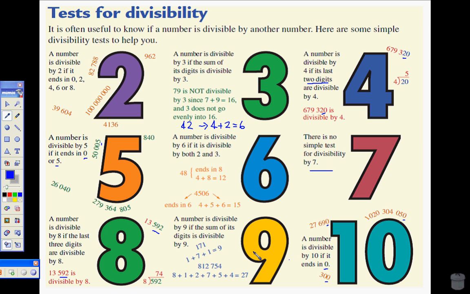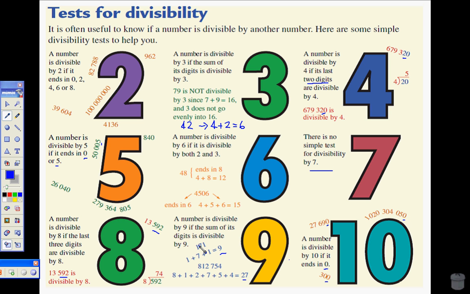Similarly, for divisibility by 9, we sum the digits. For 171, if we add the digits, 1 plus 7 plus 1 gives us 9, and 9 goes into 9. For 8 plus 1 plus 2 plus 7 plus 5 plus 4, we add those up and get 27, which means it must be divisible by 9 as well, because 9 goes into 27 3 times. So 3 and 9 are the ones where we add the digits up. If the digits add to give a number that's divisible by 3, then the original number is divisible by 3, and the same with 9. A number is divisible by 9 if the sum of its digits is divisible by 9.